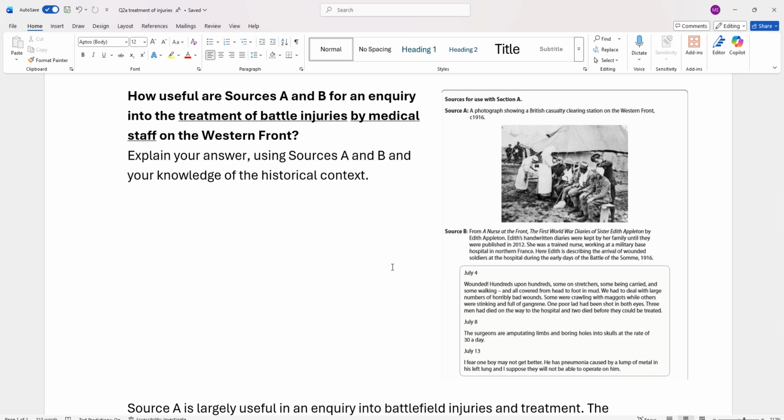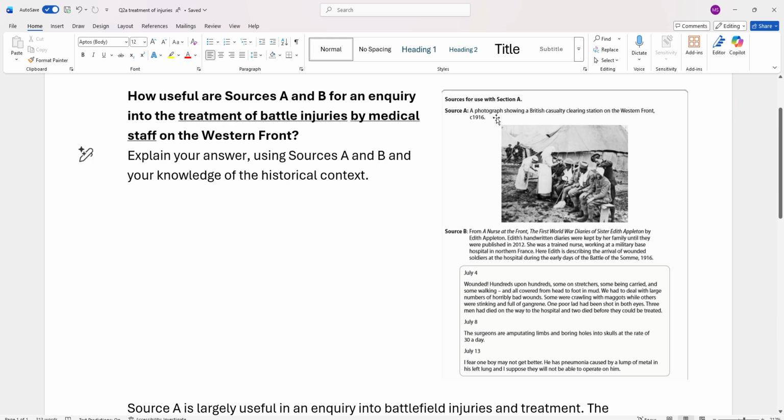I must admit I've forgotten which exam these two sources came from, but they were obviously used somewhere. This one says, how useful are sources A and B for an inquiry into the treatment of battle injuries by medical staff on the Western Front? The key part is that you're focusing on treatment. It's not talking about preventions, it's not talking about surgeries or whatever. It's talking about treatment of battle injuries by medical staff. So it's really important that the underlined part here is focused on, especially the treatment part.